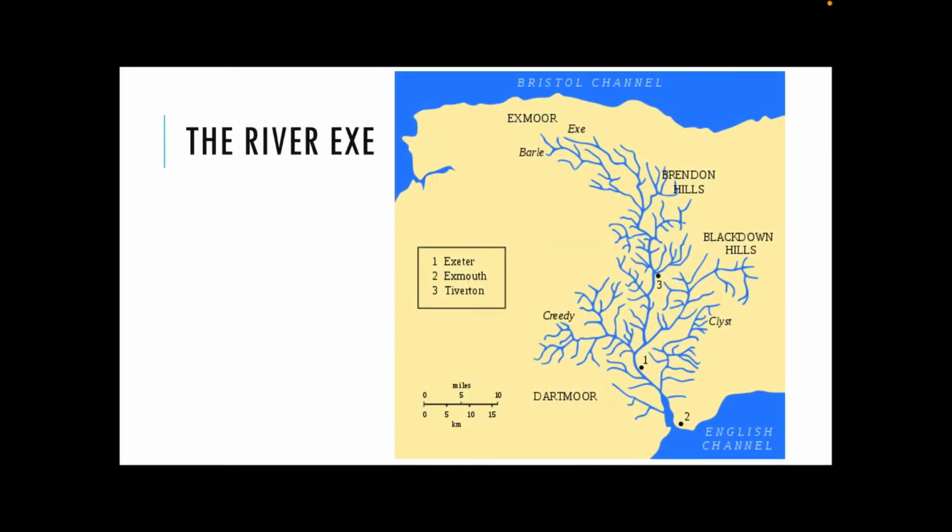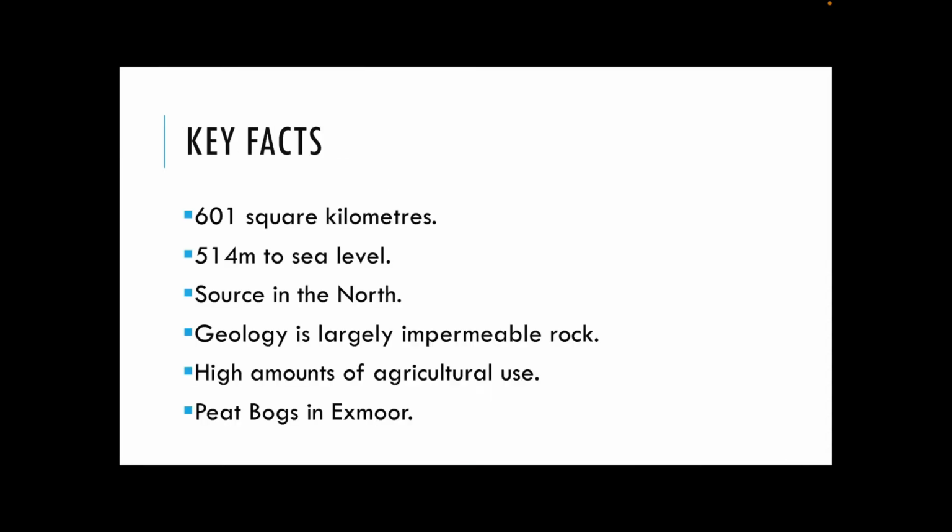So, ladies and gentlemen, this is the drainage basin of the River Exe. And you can see it is starting off in the north, up on Exmoor, and it then proceeds all the way down to the south to the English Channel. And you can see that marked on with a 1, 2 and 3 are some of the larger towns and cities there. So Exeter, Exmouth and Tiverton. And you can see it's quite a narrow shaped, long, thin drainage basin. So that is where it is within the country.